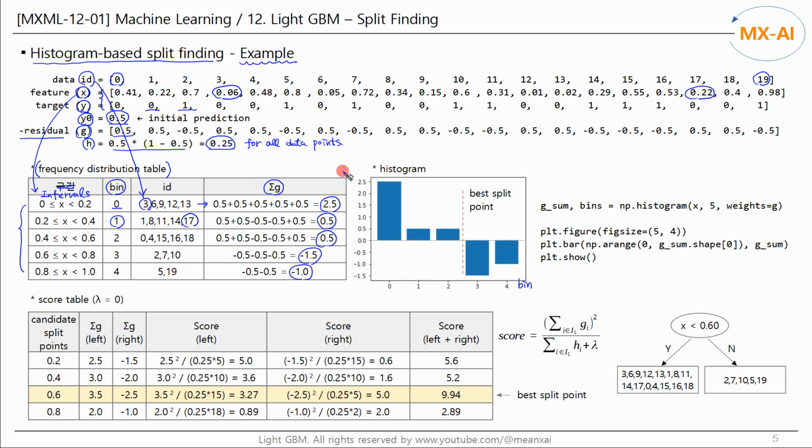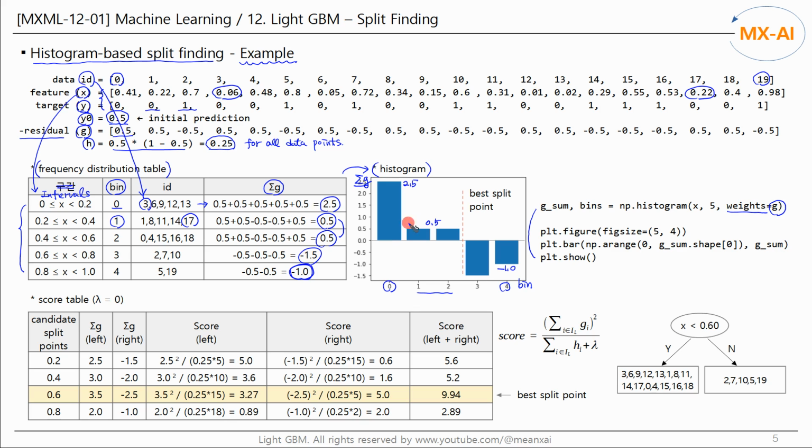Next, create a histogram using the frequency distribution table. The sum of G in the first bin is 2.5. And the sigma G of the second and third bins is 0.5. The last bin's sigma G is negative 1.0. This histogram can be created with the Python code on the right. The weights parameter is set to G.